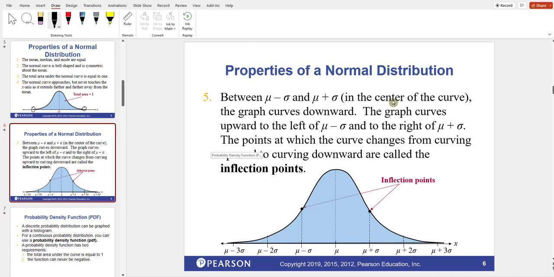If you have a mean and you go out one standard deviation below and above the mean, the graph curves downward. The graph curves upward to the left of the mean minus the standard deviation and to the right of the mean plus the standard deviation. The points at which the curve changes from curving upward to curving downward are called inflection points.